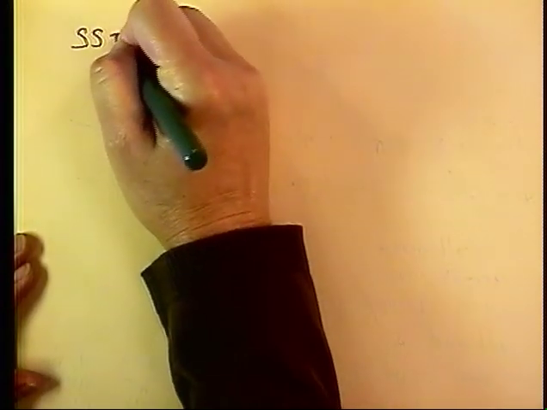First of all, you're going to make a key. You're going to name the trait. Smooth is dominant, so you're going to name it S, capital S for smooth.